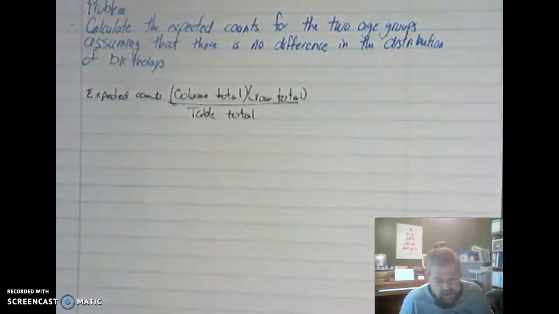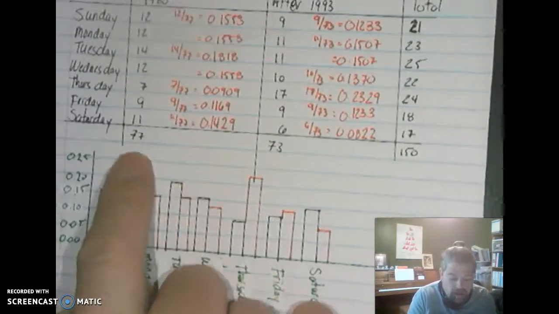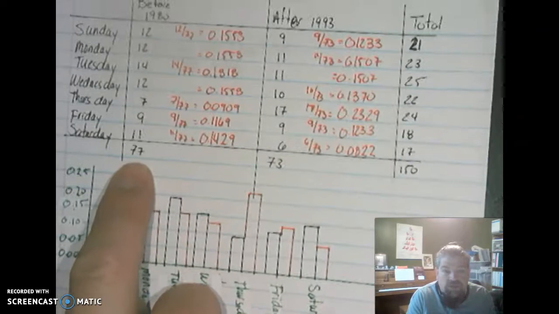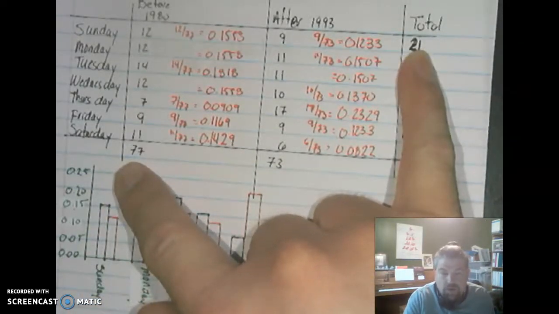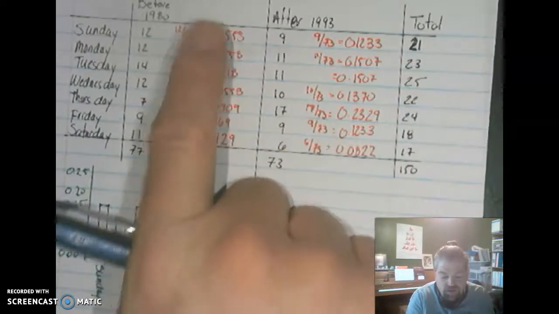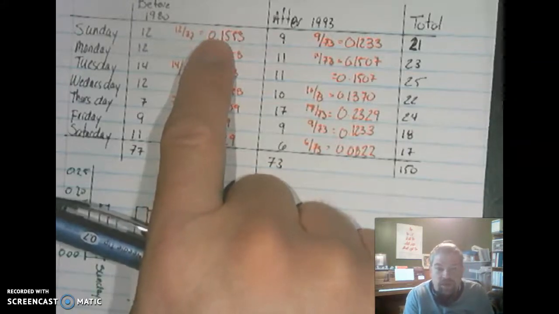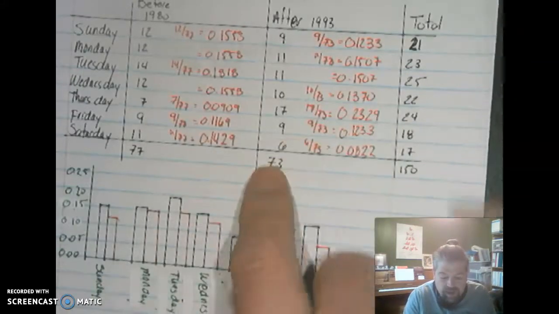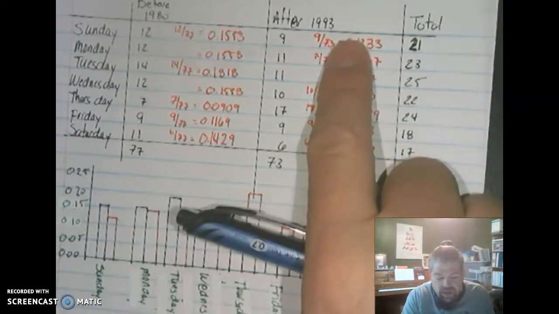All right, so if we come back to here, our column total is 77, our row total is 21, so we multiply those two together, divide by 150, and that's going to be our expected total for this one. Then we do 73 times 21, divide it by 150, and that's going to be our total there.